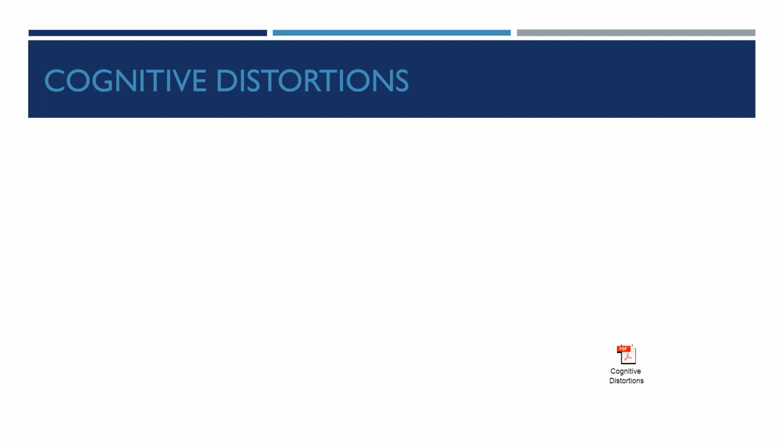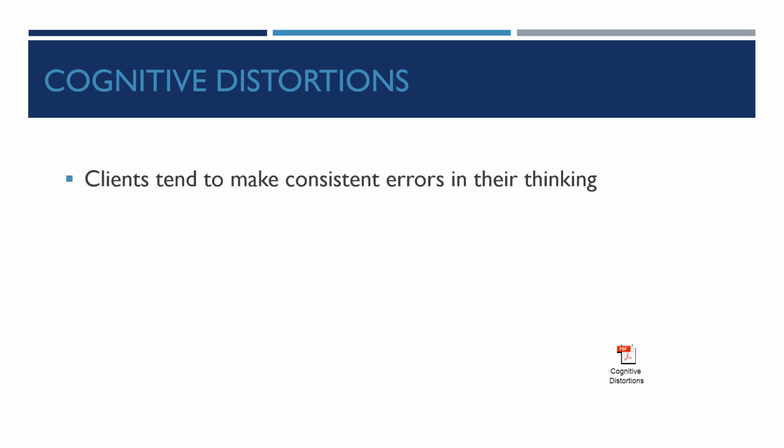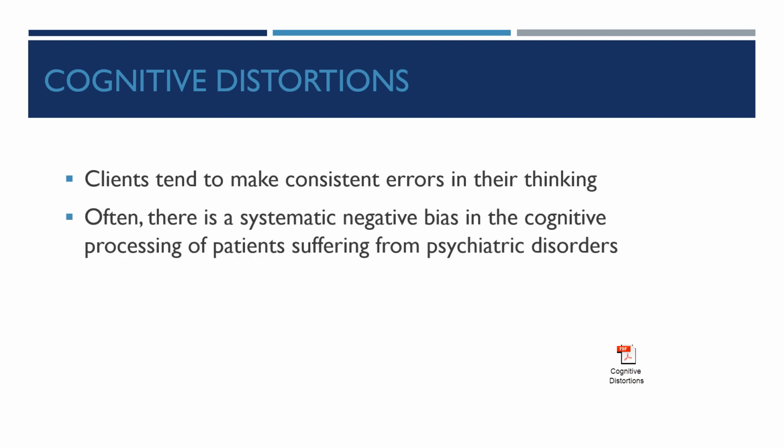Another strategy that you can use to help your client evaluate and modify their unhelpful automatic thoughts is to use the list of cognitive distortions. Cognitive distortions are consistent errors that people tend to make in their thinking. And often there is a systematic negative bias in play when processing information, particularly for those who are suffering from psychiatric conditions.